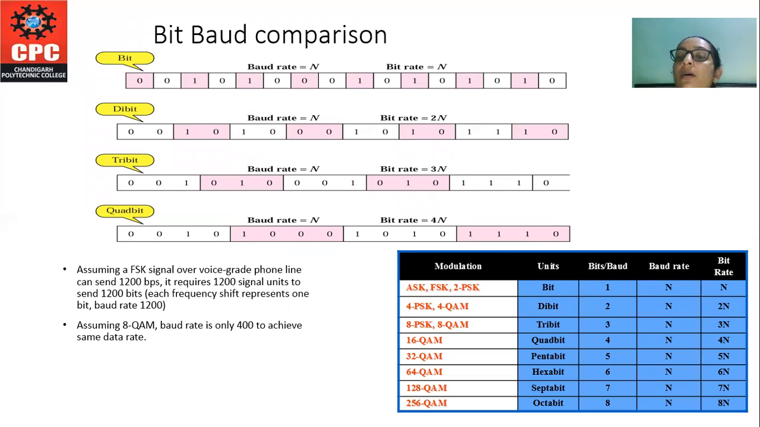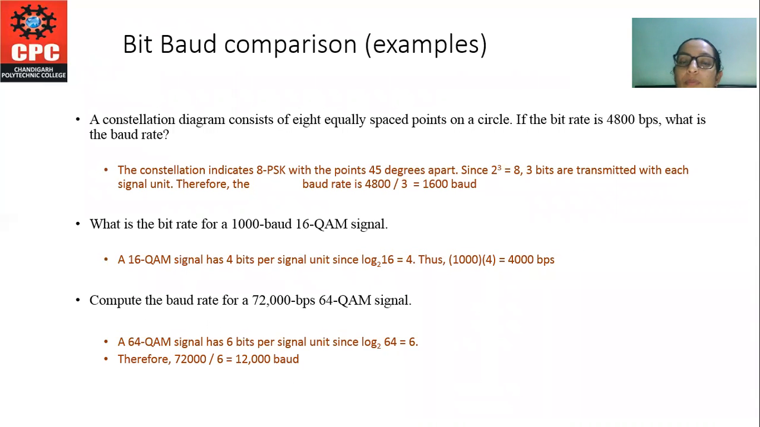So what would be the unit for 64 QAM? It is hexabit, and the bits per baud will be 6. The baud rate and bit rate will be n and 6n. So it's like that. Now bit and baud comparison.